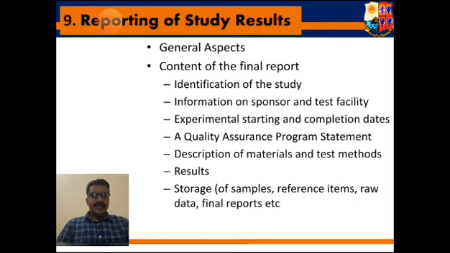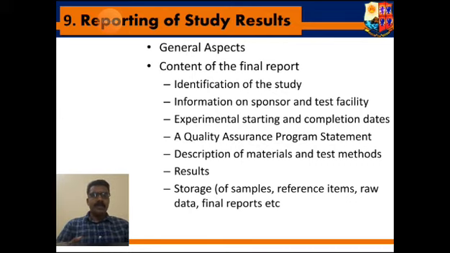Reporting of study results. So coming to the reporting of study results, important general aspects like final report for each study, scientists to sign and date their reports, approval by the study director, corrections, additions, amendments to be signed and dated by the study director. So what are the contents of the final report?